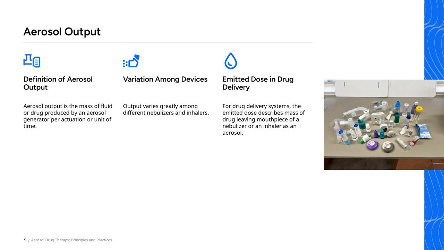usage. Now, to understand aerosol output more clearly, we define it as the mass of fluid or medication produced by an aerosol generator per actuation or over a specific period of time. This helps us compare device performance and optimize delivery to ensure effective treatment. Overall, understanding these concepts helps us improve drug delivery efficiency and patient outcomes.